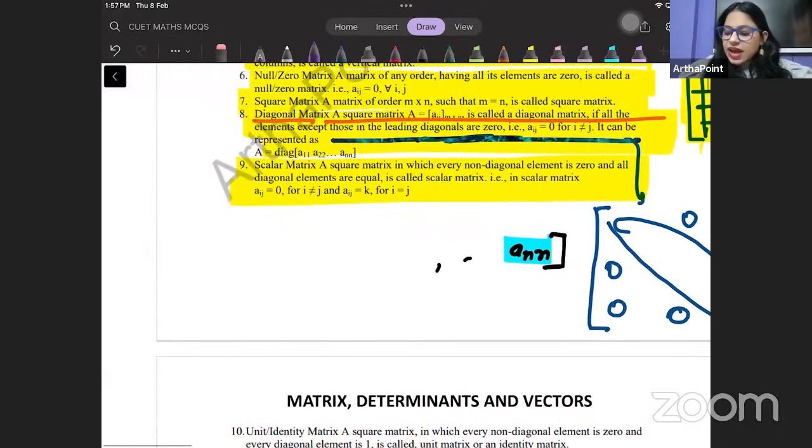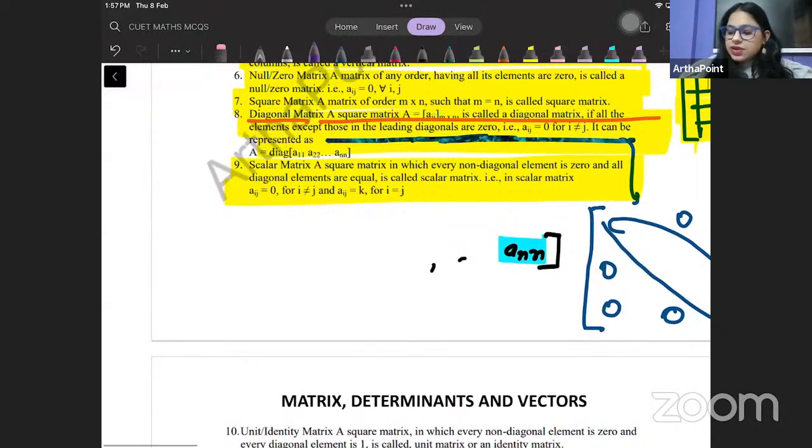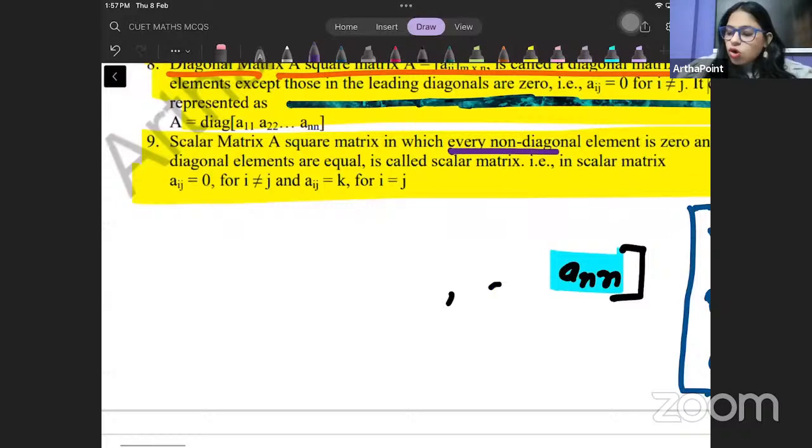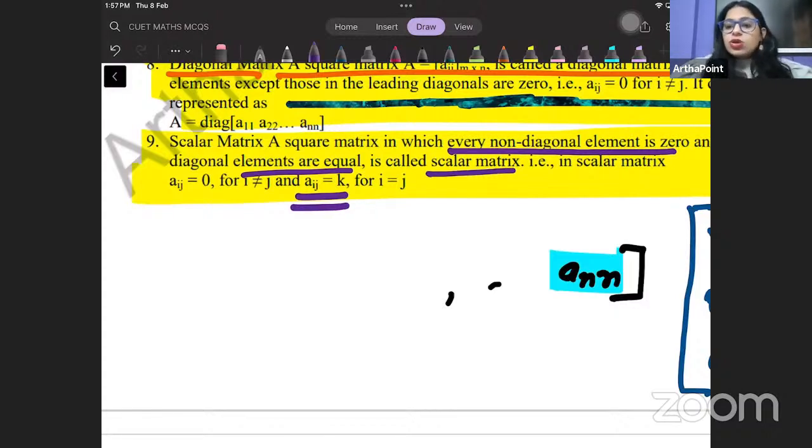So when I talk about a scalar matrix, look carefully, beta, what is a scalar matrix? Every non-diagonal element is 0, just like the identity matrix. And diagonal elements are equal. Just like in the identity matrix they were all 1, here they are all equal. It is a scalar matrix, but Aij should be equal to k. It is not necessary that you want Aij to be 1.